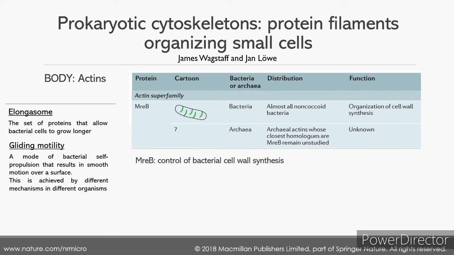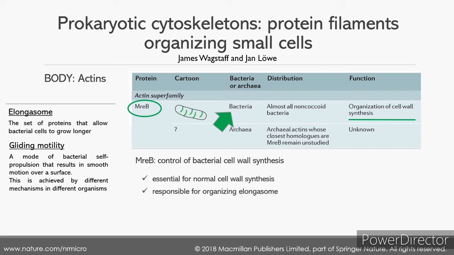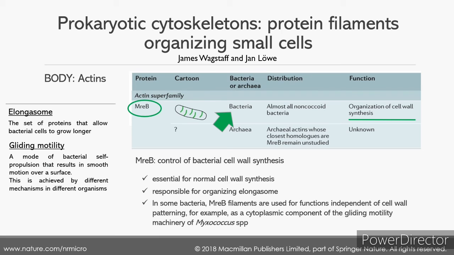Actins, like tubulins, are versatile cytoskeletal components that are able to form robust cellular scaffolds and also provide dynamic properties that can be harnessed for cytomotive functions. MreB is the prototypical bacterial actin found in almost all wall-bearing bacteria with elongated shapes. It is essential for normal cell wall synthesis in this organism, and it is responsible for organizing a multi-enzyme complex known as the elongosome. In some bacteria, MreB filaments are used for functions independent of cell wall patterning, for example, as a cytoplasmic component of the gliding motility machinery of Myxococcus species.